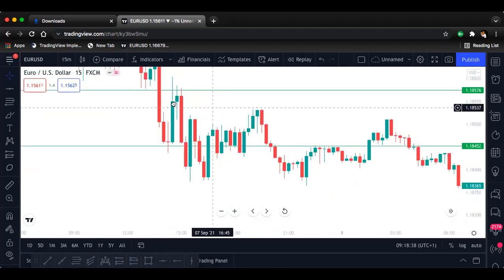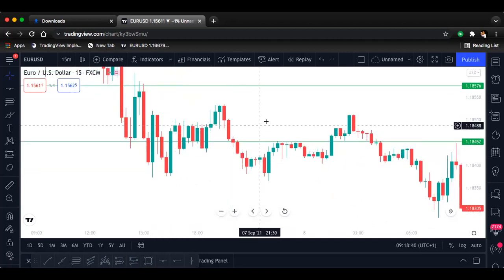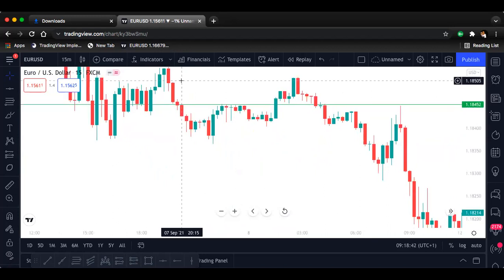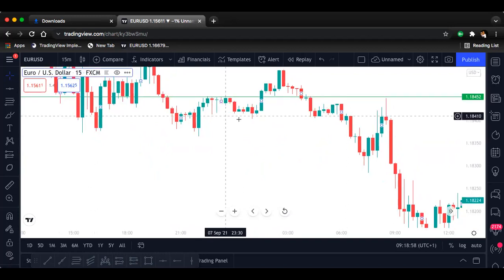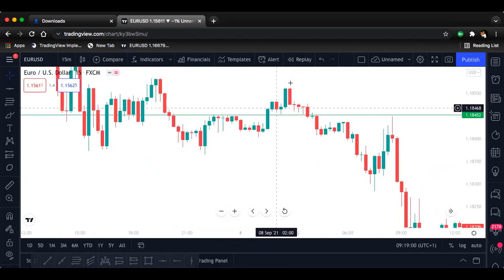It went down below here and started ranging. So I would not have taken any trade here. It broke below. I would not have taken any trade here because I would not have seen any, even if I did 5 pips and you're out, fine. I would have taken a trade here because of the formation of these candles alone. But I don't know if it would have taken me out at this point.